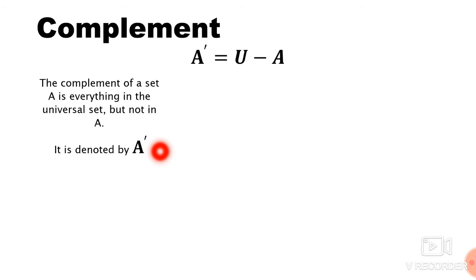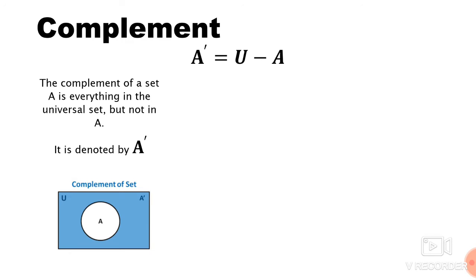The formula which we can use to find the complement will simply be like this. If we are finding A complement, then the formula will become universal set minus set A. If we are finding B complement, then the formula will become universal set minus B, and so on. The Venn diagram which we use to represent complement will be something like this.